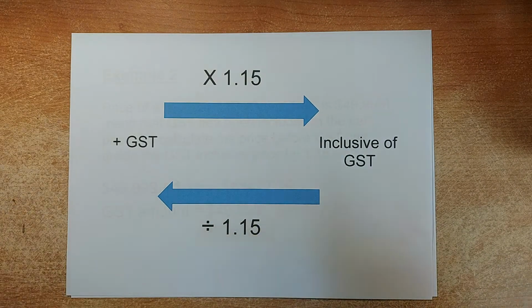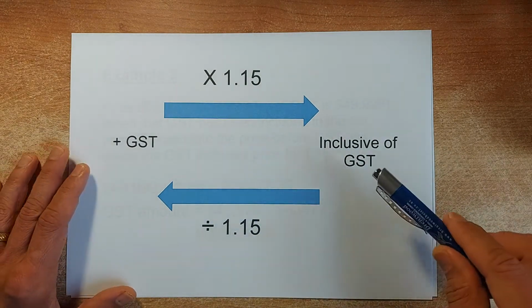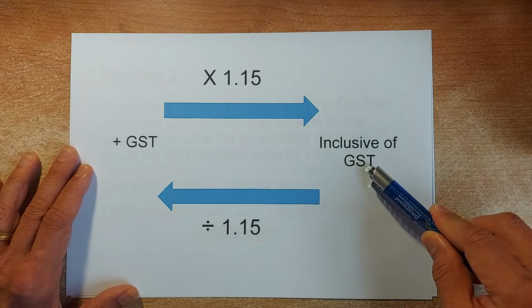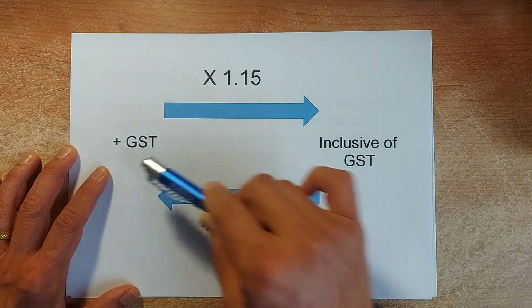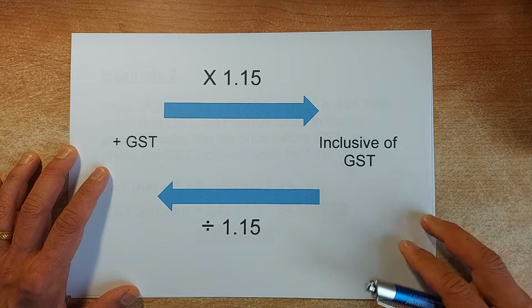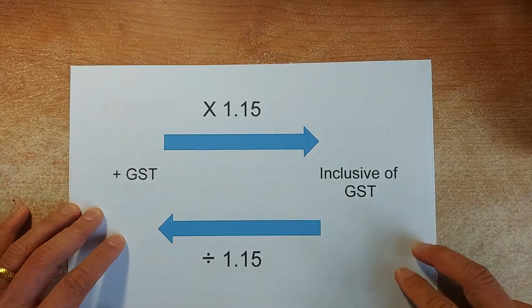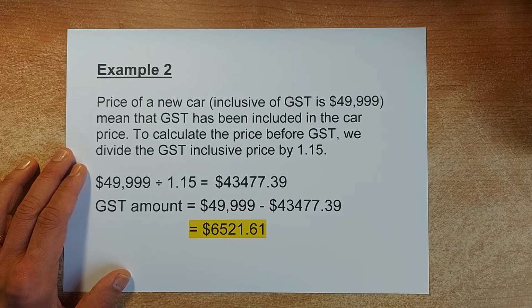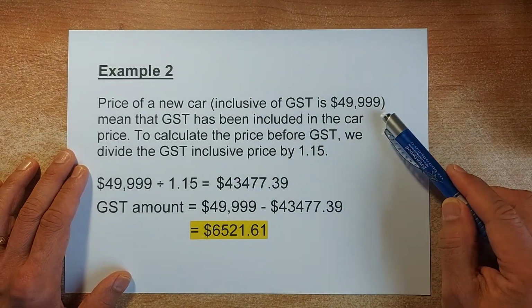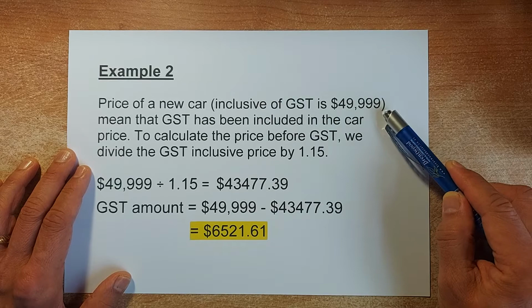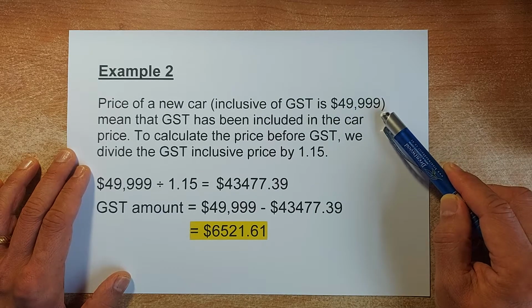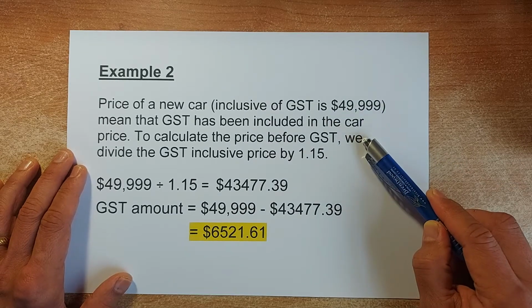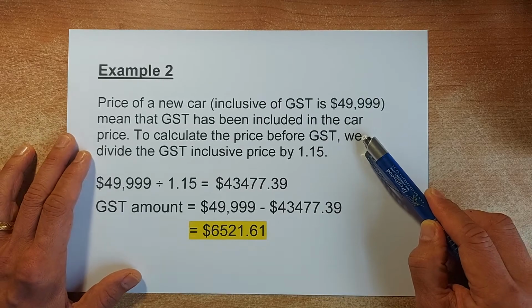Remember, there's no such thing as 0.85. So if you have a price that includes GST and you want to find the price before GST, you just divide by 1.15. Okay, so let's go and look at an example. Okay, so the price of a new car, inclusive of GST, is 49,999. They always like to put 999. It's actually close to 50,000. It means that the GST has been included in the car price.